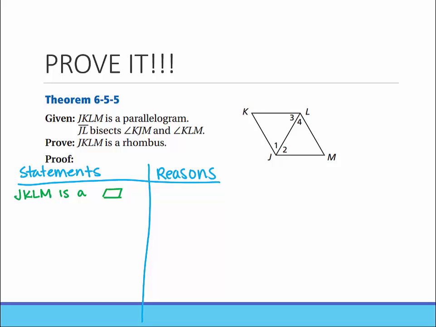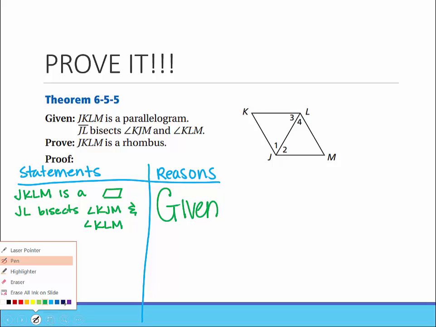Remember, that means a lot of stuff. And then we also have that JL bisects angle KJM and angle KLM. So all of these are given. Now, what does all of this mean?